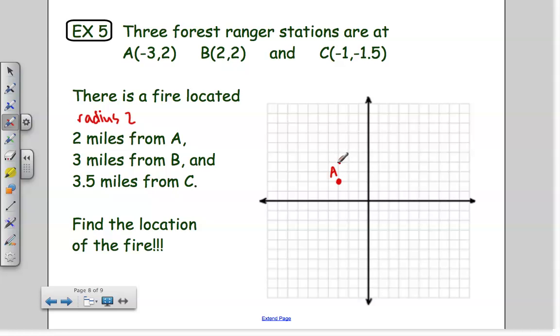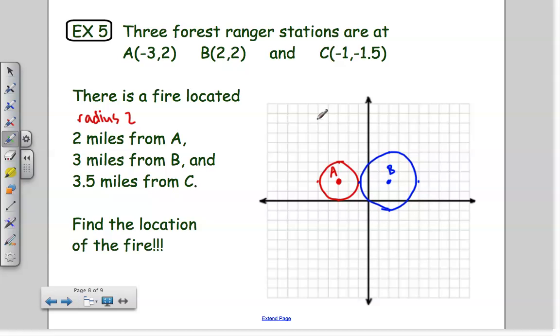So I'm going to do that where I go up 2, down 2, left 2, and right 2, and draw a circle. That's a really bad circle. Okay, still not great. We'll leave it though. We're 3 miles from B. B was at 2, 2. We're 3 miles from B, so that's a circle radius 3 from B. So again, I'll go up, down, left, and right. Ooh, we're matching up there. And again, I'll try to make a circle with that radius 3 at B.